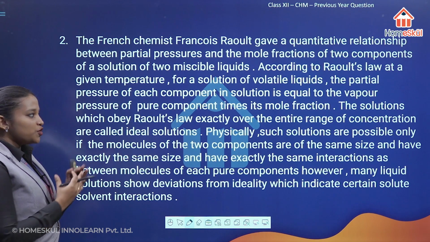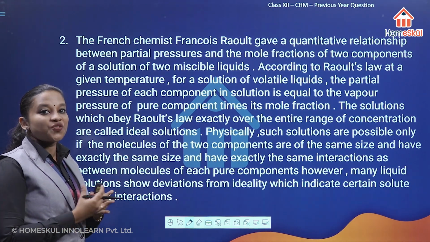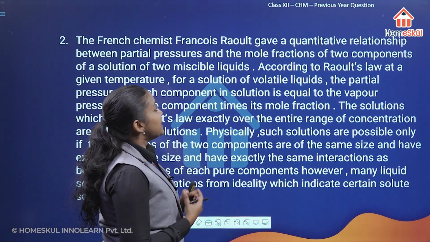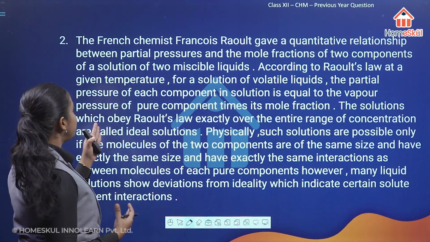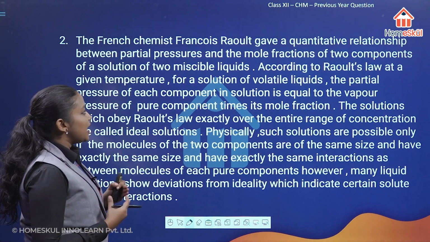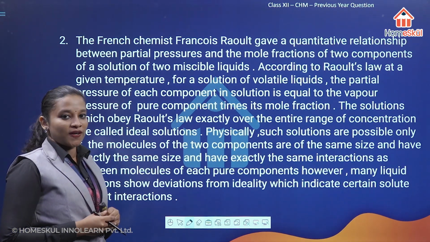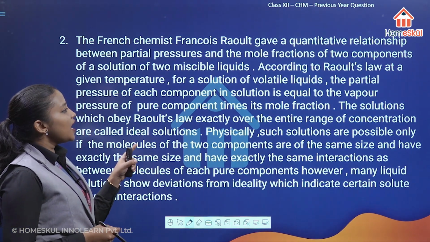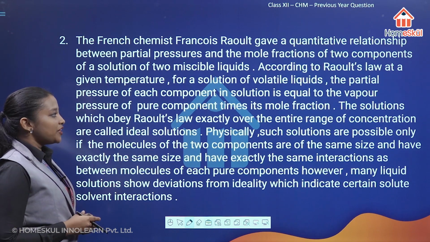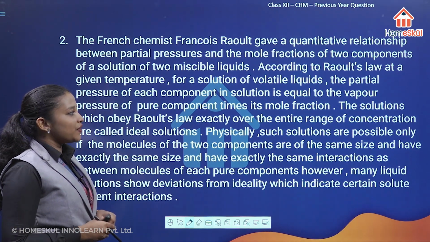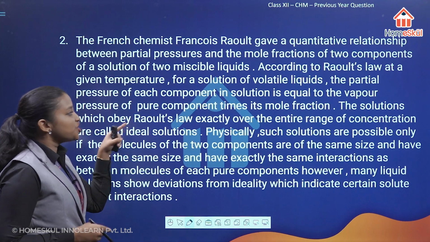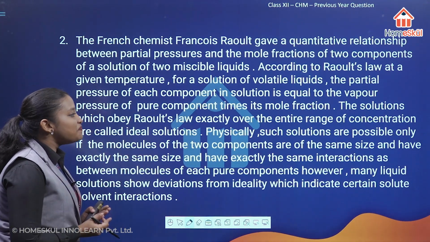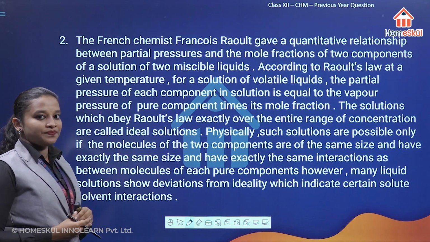We are moving on to the second passage type question. Let's read this passage first. The French chemist Francois Raoult gave a quantitative relationship between partial pressures and the mole fraction of two components of a solution of two miscible liquids. According to Raoult's law, at a given temperature, for a solution of volatile liquids, the partial pressure of each component in the solution is equal to the vapor pressure of the pure component times its mole fraction.